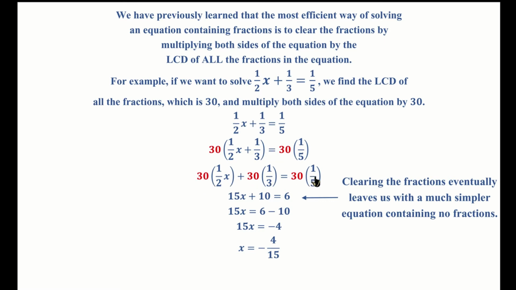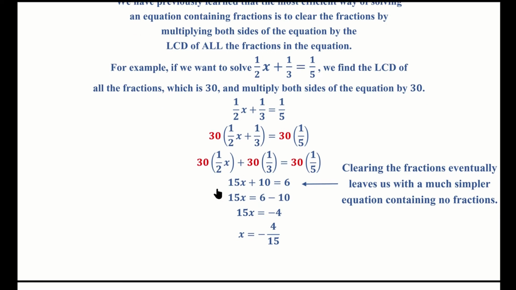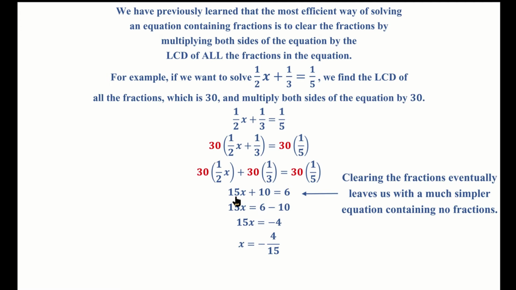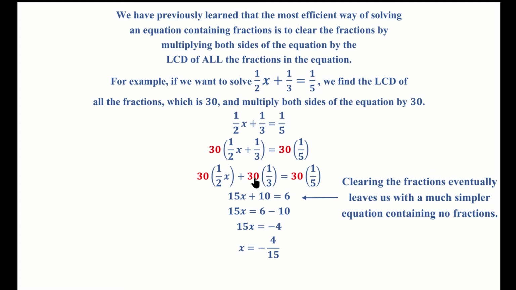The beauty of the LCD is that, of course, it's the smallest number that all the denominators go into. So all the denominators are going to go into it and give us a whole number. So for example, 2 goes into 30 15 times. So we get 15x. 3 goes into 30 10 times, and 5 goes into 30 6 times. So then we get this really nice simple version of the original equation. It's equivalent to it, and what that means is they have the same solutions. Let me demonstrate that for you through a very simple example.